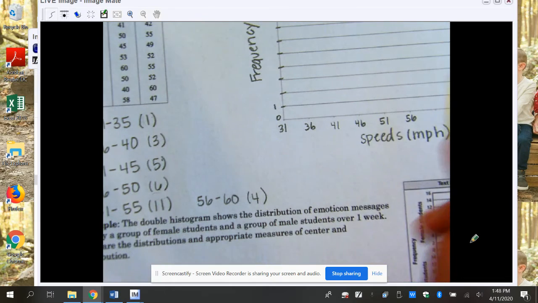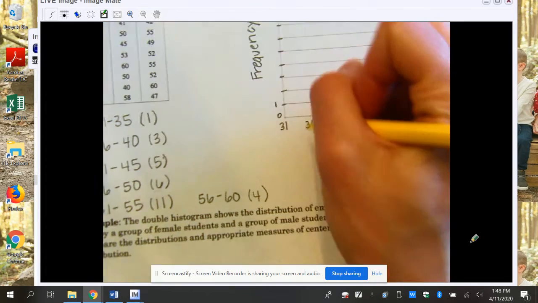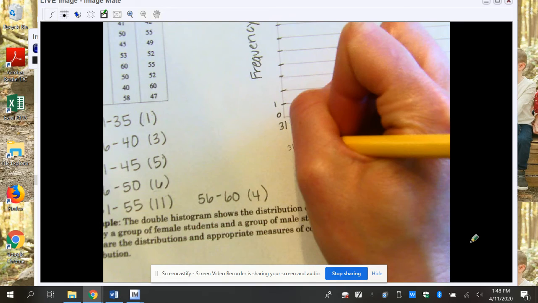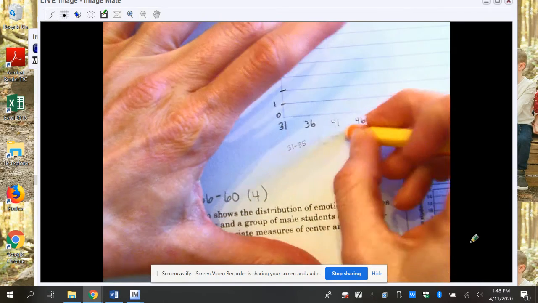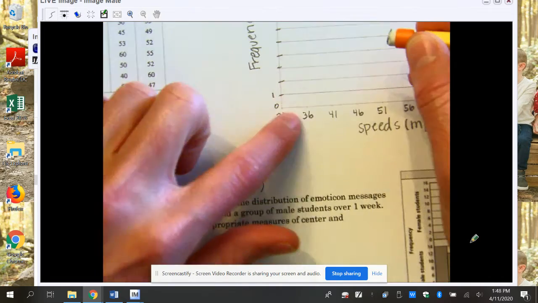And this is another time too, if you just wanted to say 31 to 35, 36 to 40. That's okay too. I'm just kind of practicing it this way so you guys can get used to seeing it like this as well.